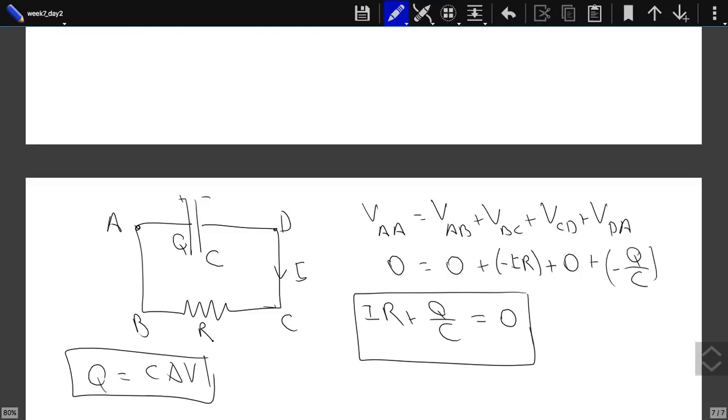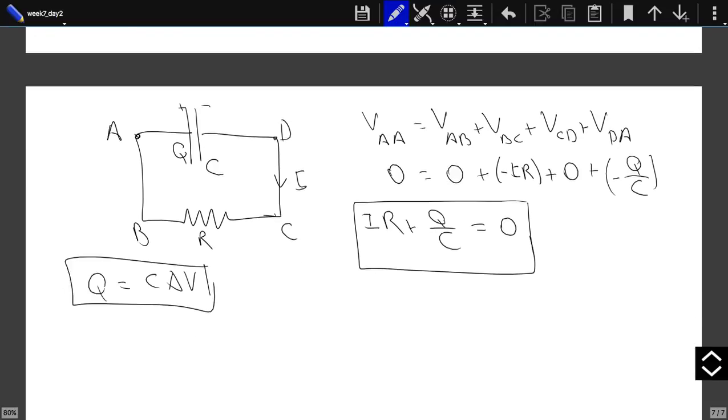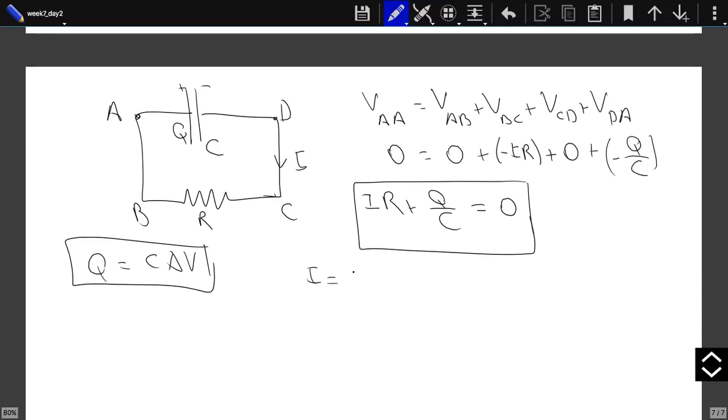And the second thing is, how do we relate these two unknowns? So this is one equation that we obtained from Kirchhoff's loop rule. Now we have these two unknowns. How do we find the second equation for these two unknowns? Now, how did we define I? I was equal to dq over dt, right?